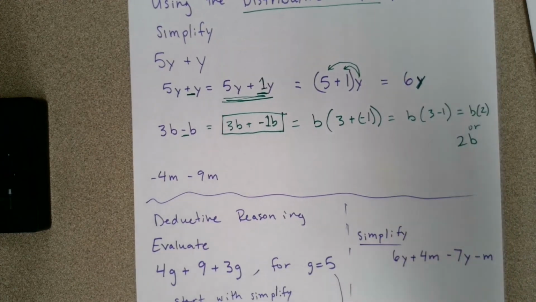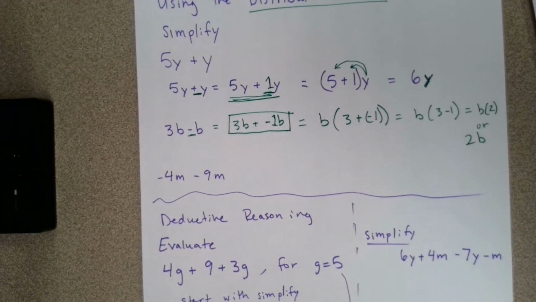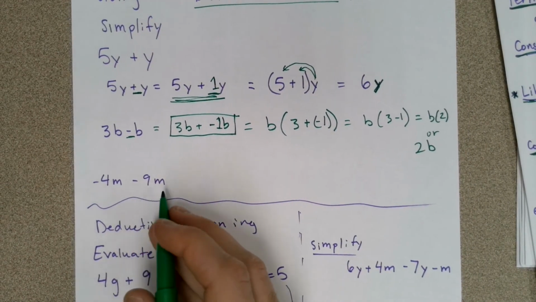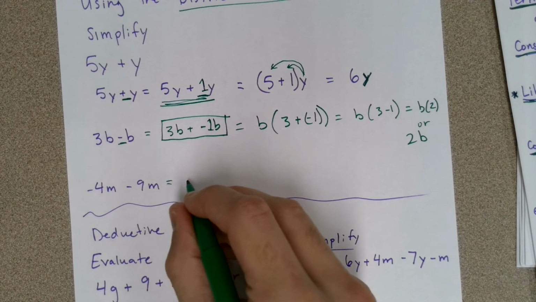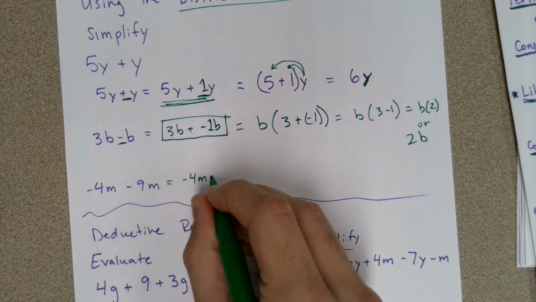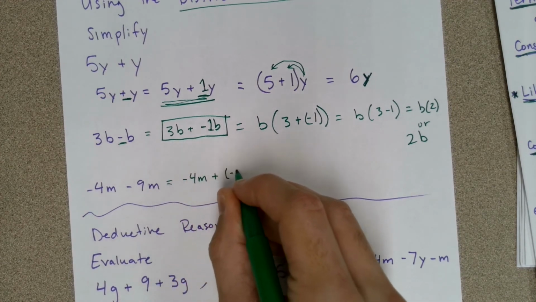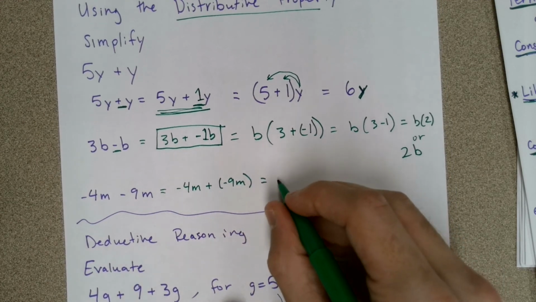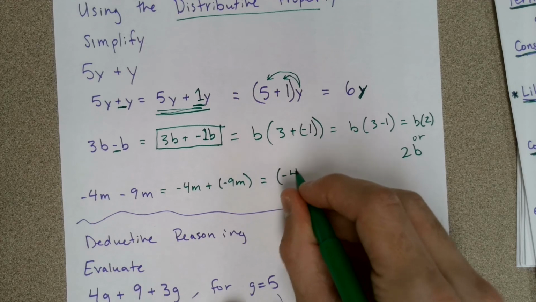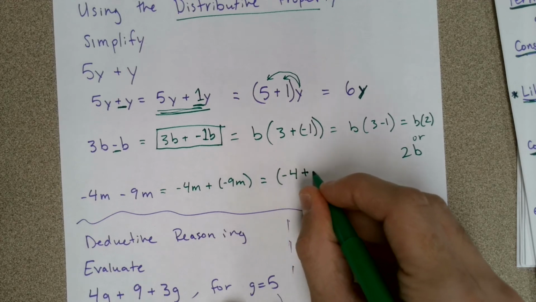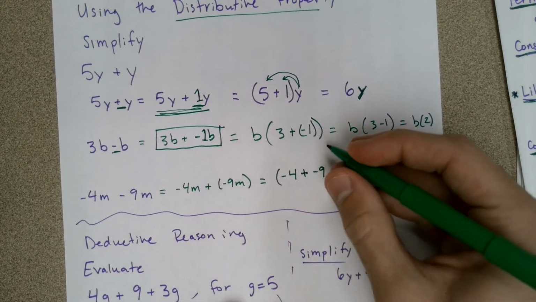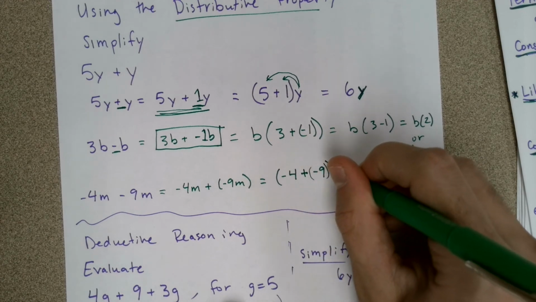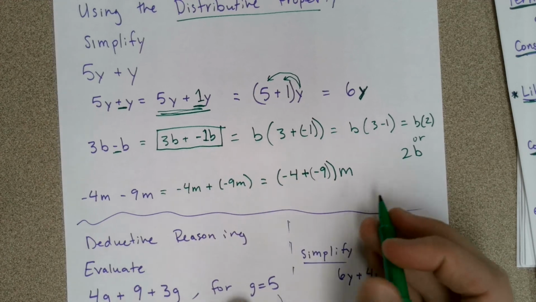One more example of that. We got negative 4m minus 9m. First step, rewrite that: negative 4m plus negative 9m. Using the distributive property, I'm going to change that into negative 4 plus negative 9 times m. I took that m out, pulled it aside.